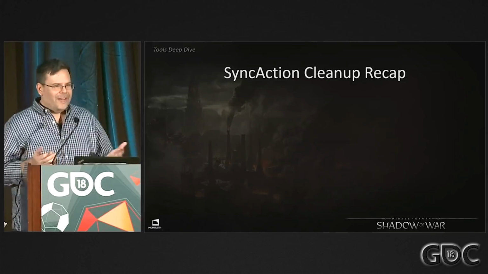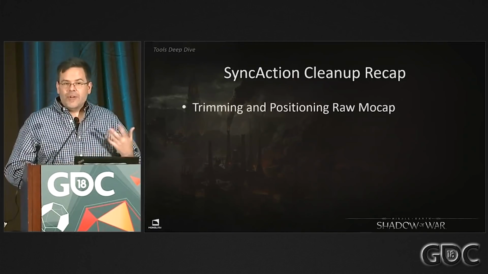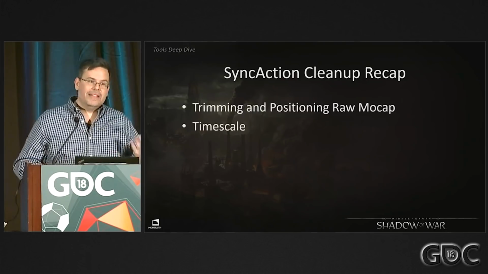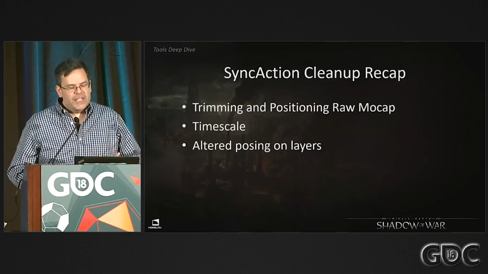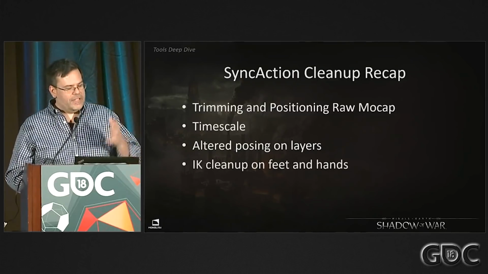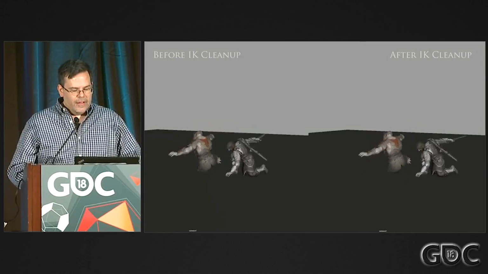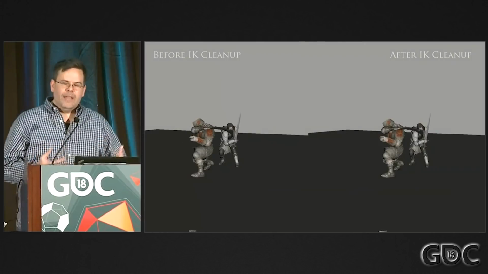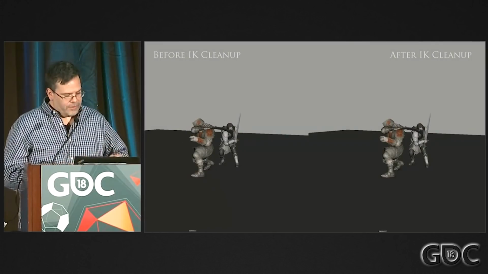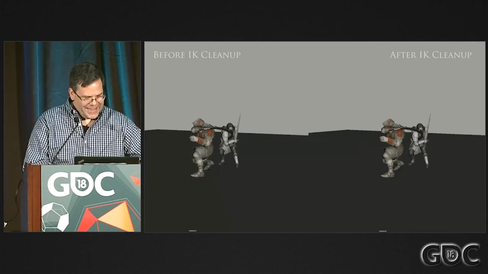So to recap, I know I went off on a tangent about IK. We've seen the trimming and positioning of the raw mocap, the TimeScale pass, altering the posing on layers, pushing those key moments in the animation. Now we've seen the IK cleanup on the hands and feet, and let's see where Mark arrived after that. So moonwalking Talion is no more, and these key parts of the action are really, sorry, I'm going to need to figure out how to get this to loop again.